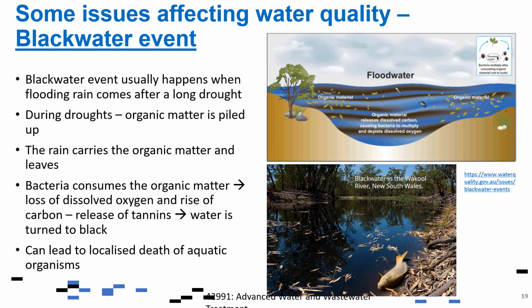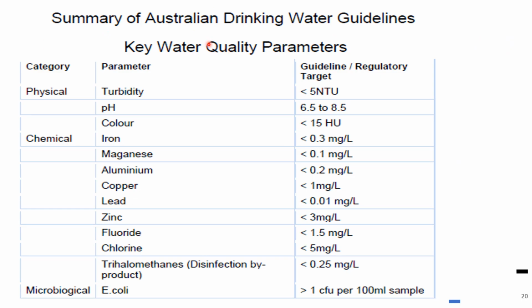There are other issues that you could identify, possibly the sulfate content or sulfate soils and other things that would possibly affect the water quality. And to give an example of some of the key water quality parameters based on the Australian Drinking Water Guidelines, we have different categories on physical, chemical, and microbiological or biological characteristics here. And we can see the different values required for the suppliers to follow in terms of the water quality.